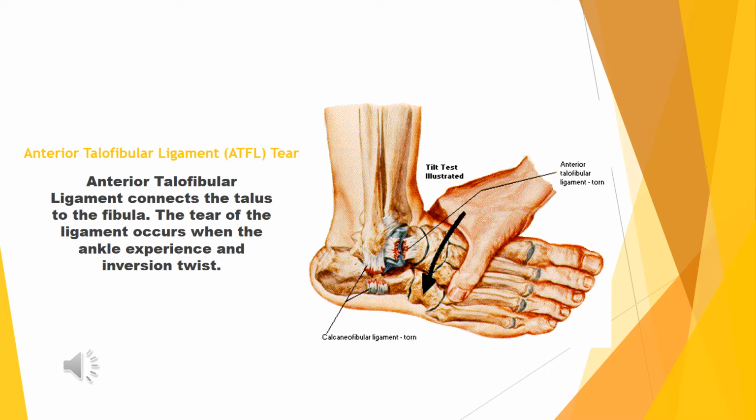The last common injury in softball that I have decided to further research is an anterior talofibular ligament tear, also known as an ATFL tear. The anterior talofibular ligament connects the talus to the fibula. The tear of the ligament occurs when an ankle experiences an inversion twist. Most often, when you experience an anterior talofibular ligament tear, you will also experience a calcaneofibular ligament tear.